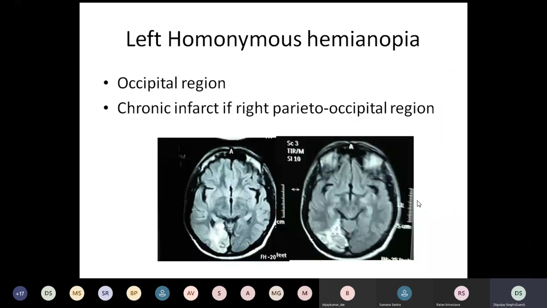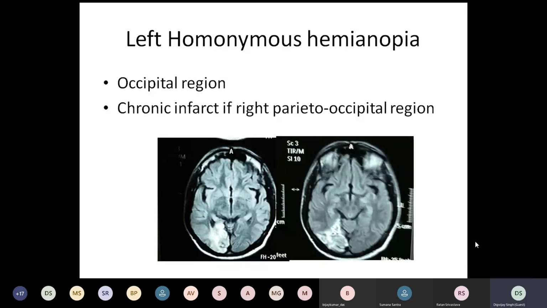This is seen because of an infarct here. You can see in the occipital region, gliosis. So a chronic infarct in the right occipital region in this area is what has led to this field defect. So remember, the field gets more congruous as you move behind in the visual pathway, and homonymous after you have moved behind the chiasma.